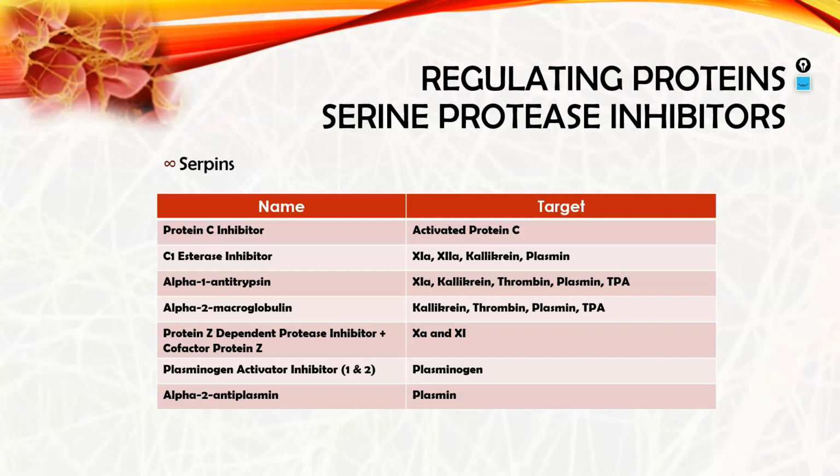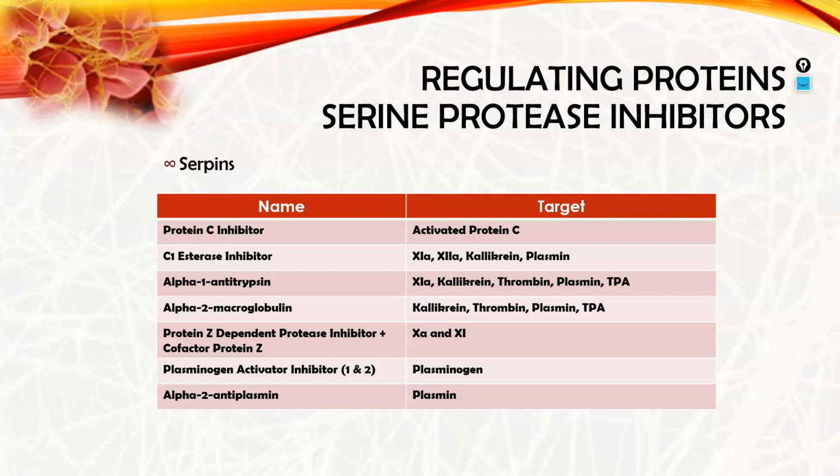Alpha 1 antitrypsin and alpha 2 macroglobulin inhibit the contact factors, thrombin, plasmin, and they also inhibit TPA or tissue plasminogen activator. So they're going to help to kind of put the brakes on the fibrinolytic process. Protein Z dependent protease inhibitor, along with its cofactor protein Z, is a direct factor 10 inhibitor. It inhibits activated factor 10, and it does have some action on factor 11.